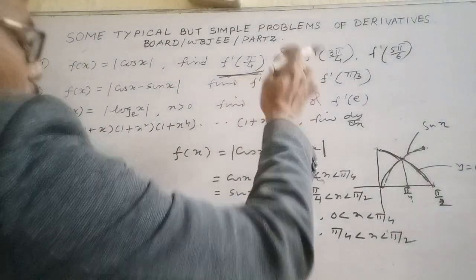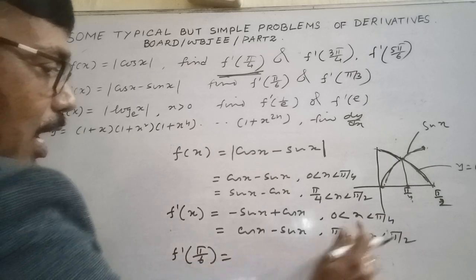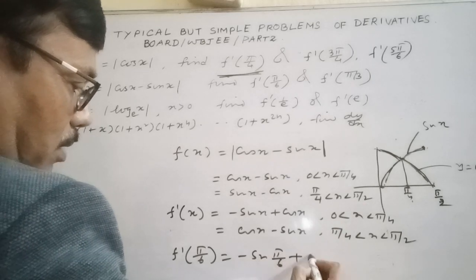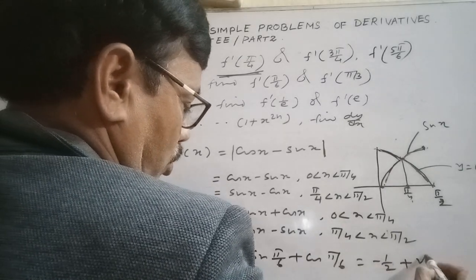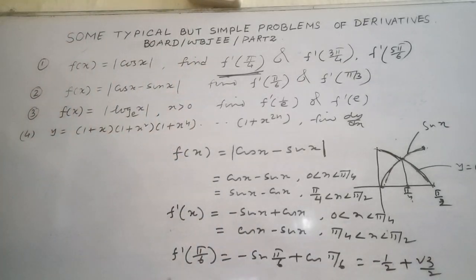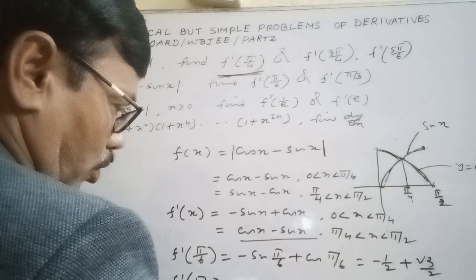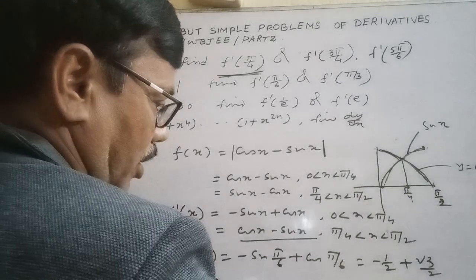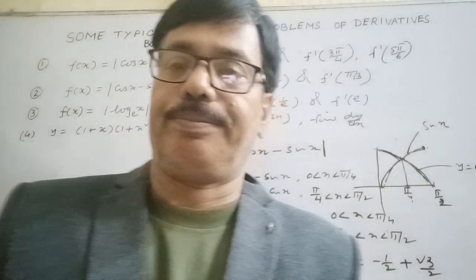Now f dash pi by 6. So this lies in the first quadrant. Minus sin pi by 6 plus cos pi by 6. So minus half plus root 3 by 2. And what is f dash pi by 3? So this is in the second restriction. So cos pi by 3 minus sin pi by 3. So half minus root 3 by 2. So this one.